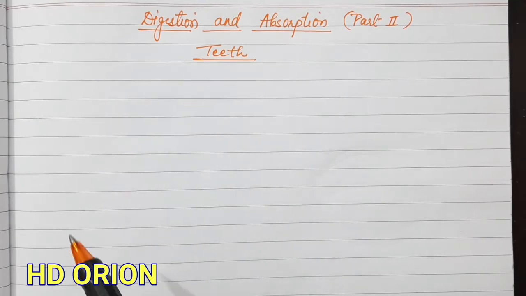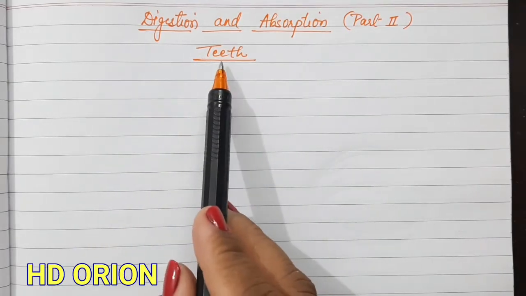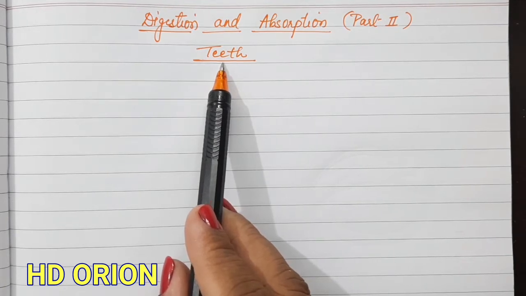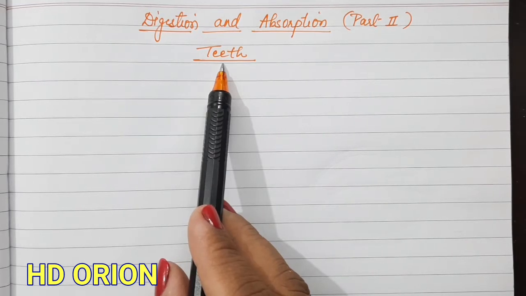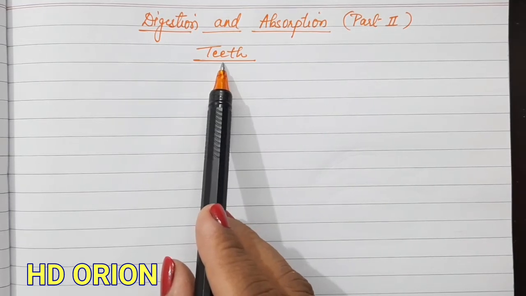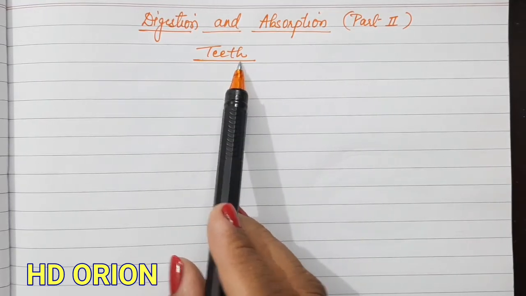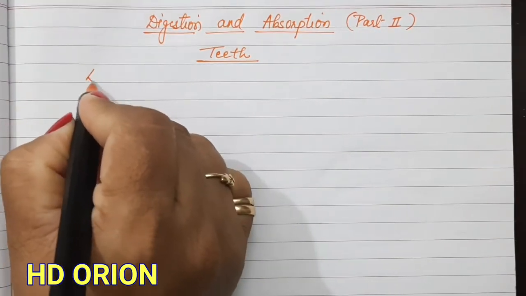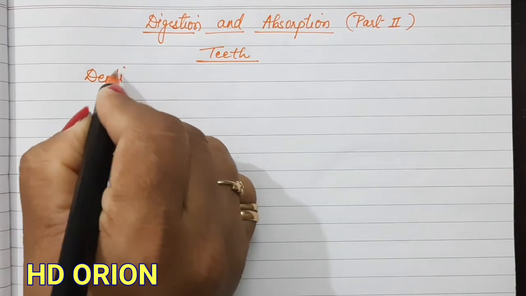Hello everyone. In this segment we are going to study the teeth. This is the second part of the buccal cavity. We have already studied the palate of the buccal cavity. Today we are going to see the second part of the buccal cavity, which is the teeth. The entire teeth present in the human mouth is known as dentition.